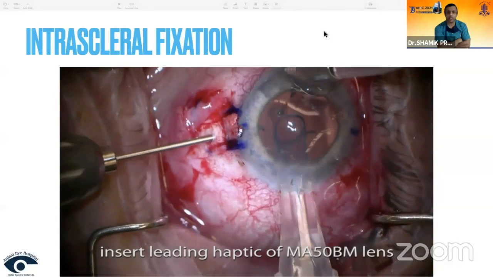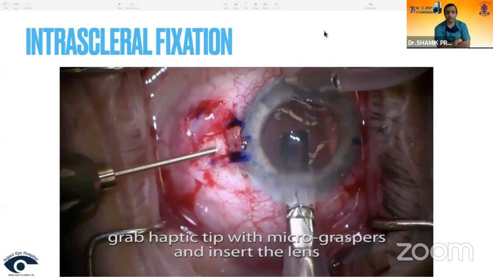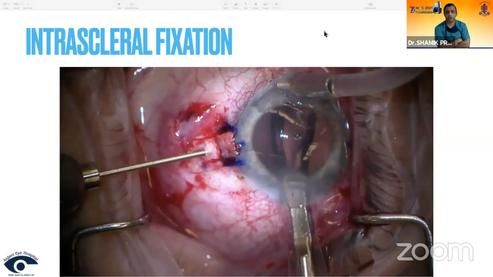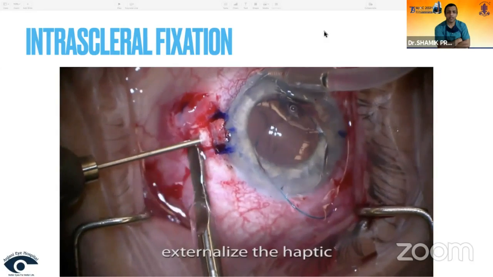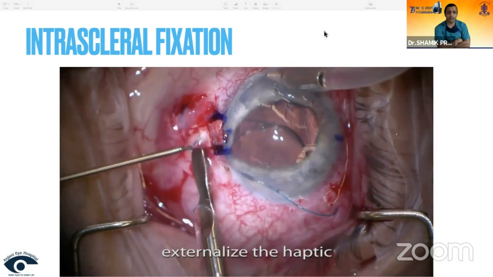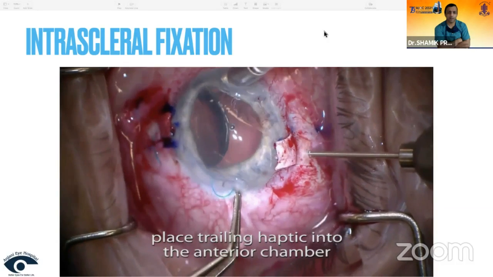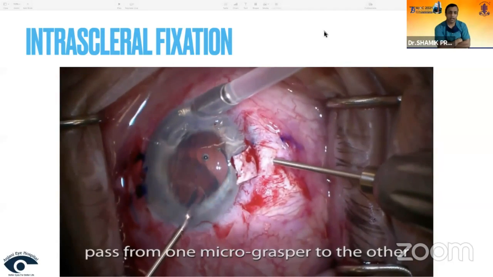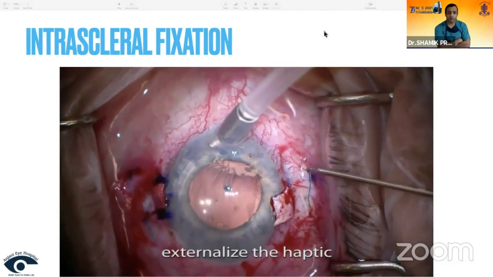And then after making a clear corneal incision, with a hand-holding technique, we would catch hold of the haptic on one side, and it is then brought out through the same scleral opening, and then the other haptic is slowly brought out through the other opening.